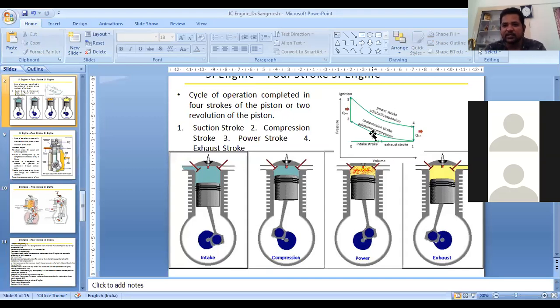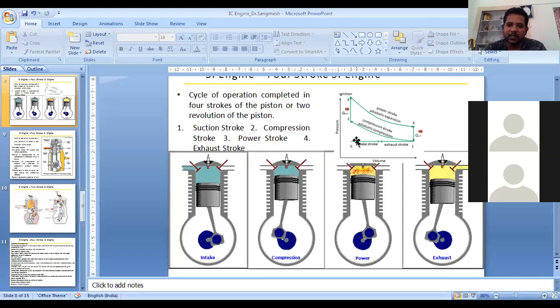So what exactly it means is that at constant volume, the heat is going to be added to the system, and the heat rejection is also going to take place at constant volume only. As you can see here, 2 to 3 and 4 to 1, the heat addition and heat rejection are happening at constant volume.